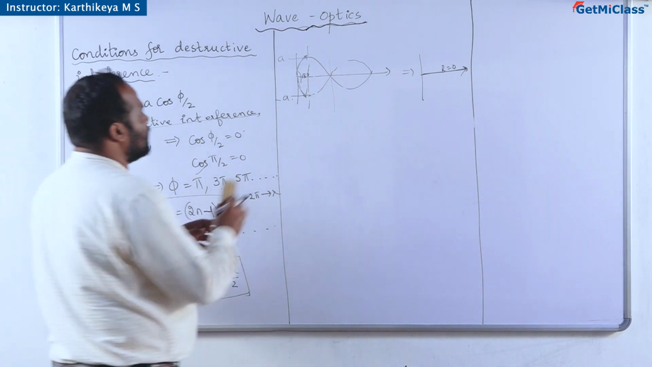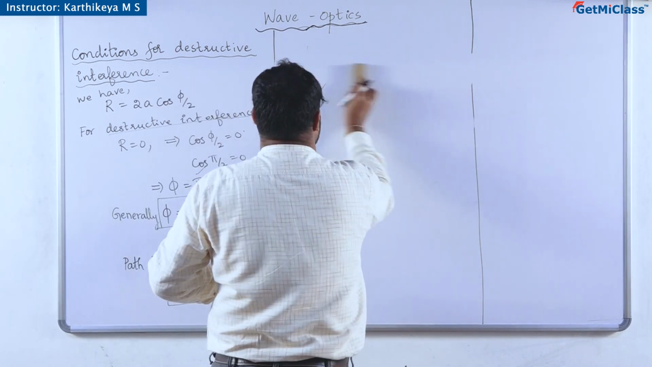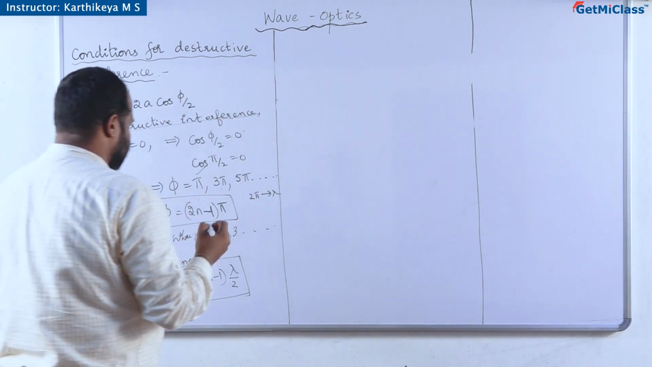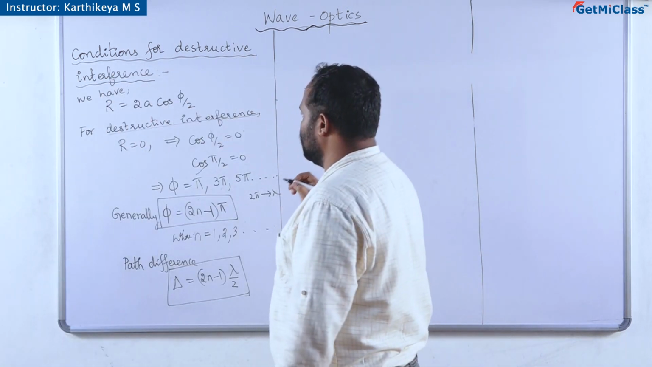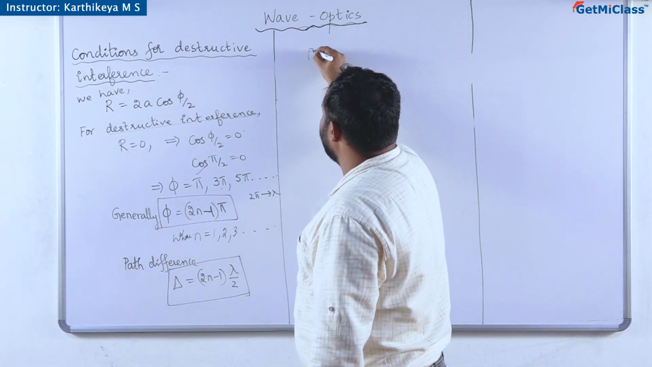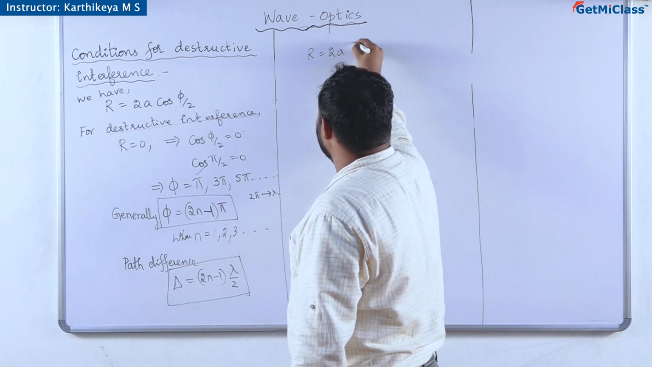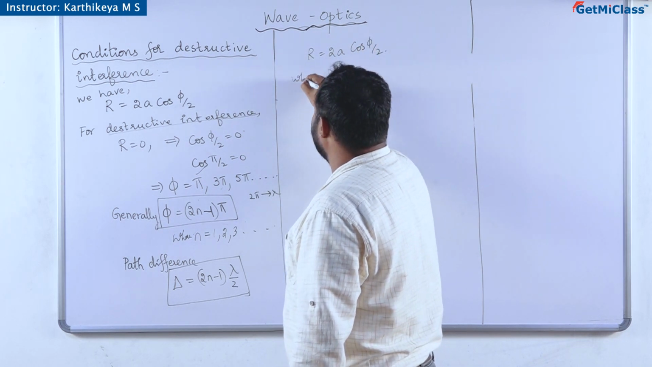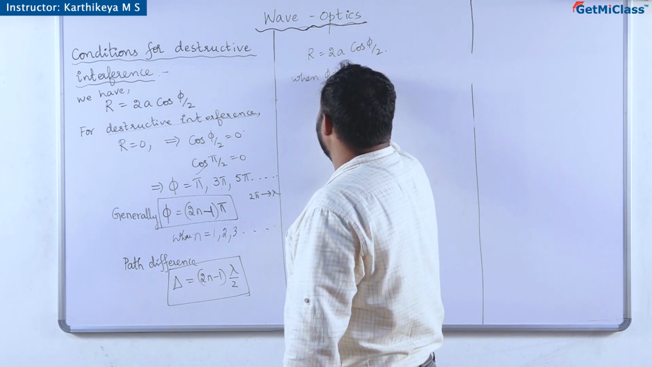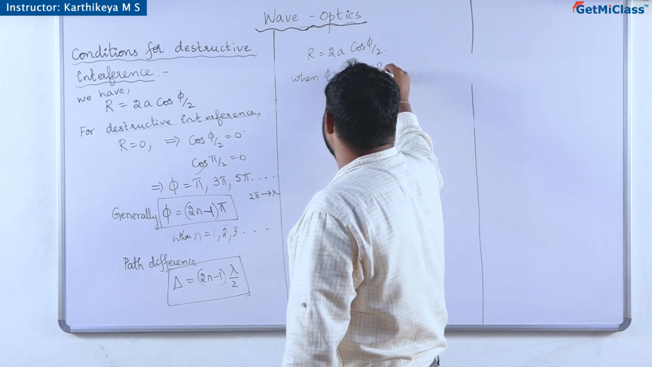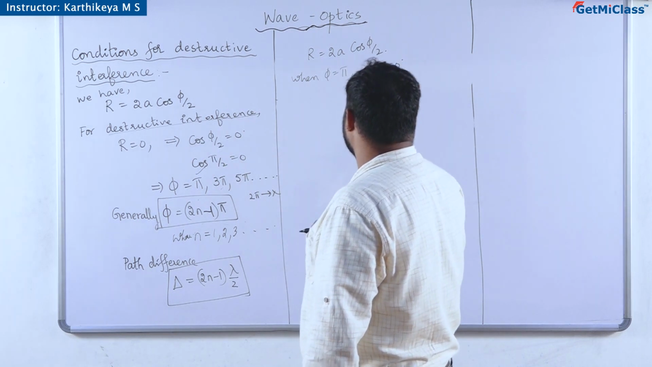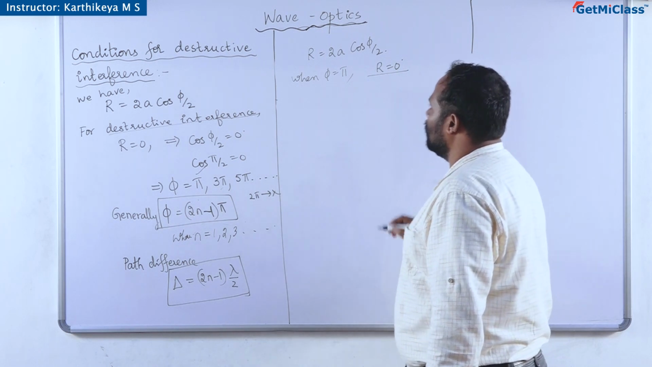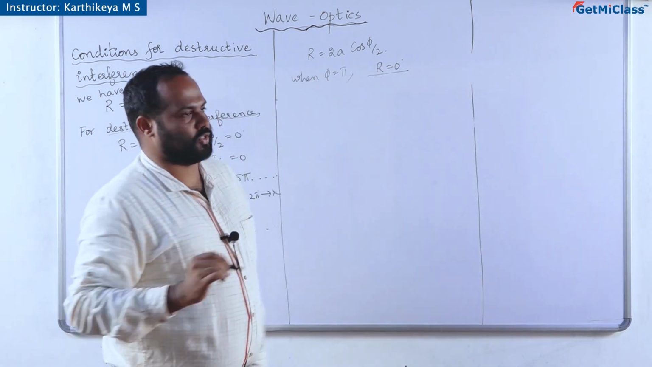Now if we see the intensities, for waves of equal amplitude, what happens? R is equal to 2a cos phi by 2. So when the phase difference phi is equal to pi, R is equal to 0. So the resultant intensity is 0 for equal amplitudes.